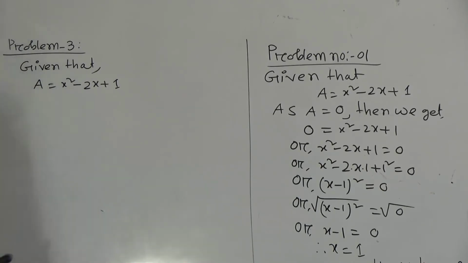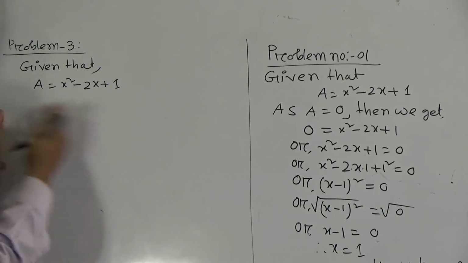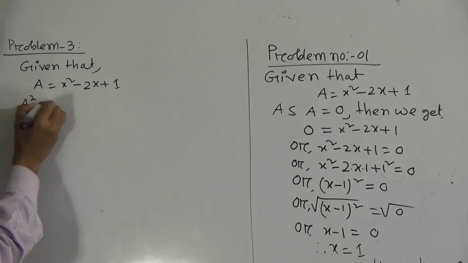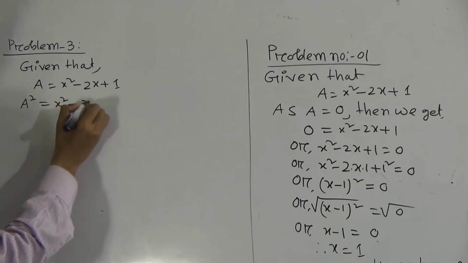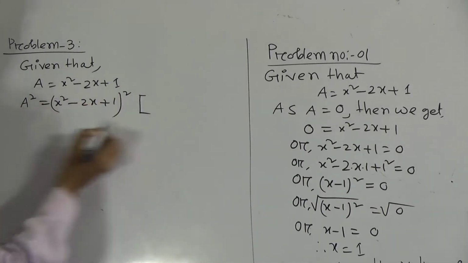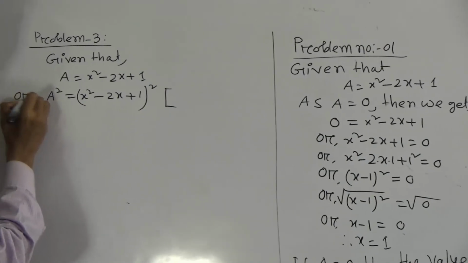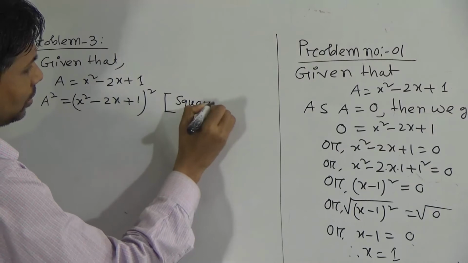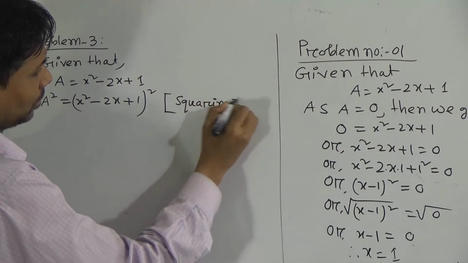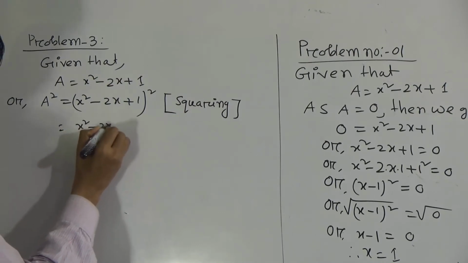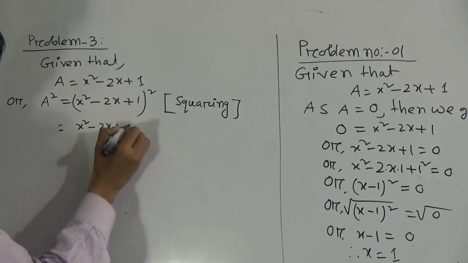Okay. Now, write. What is your first task? You have to take the square on both sides. Then you get A square equal to what? x square minus 2x plus 1, then whole square. Okay. Squaring. Then x square minus 2x plus 1.